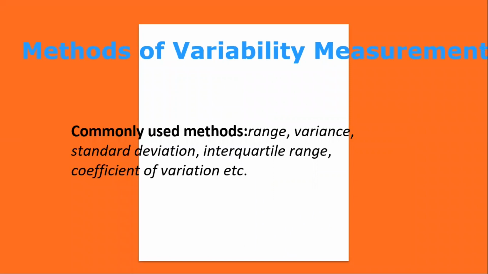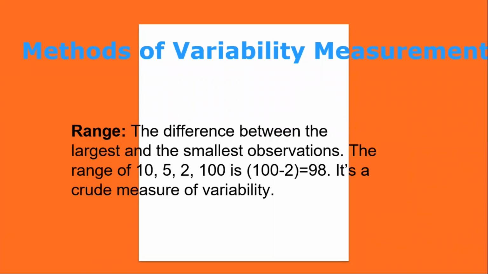Methods of variability measurement. Variability, or dispersion, measures the amount of scatter in a dataset. Commonly used methods: range, variance, standard deviation, interquartile range, coefficient of variation, etc. Range: the difference between the largest and the smallest observation. The range of 10, 5, 2, 100 is 100 minus 2, which equals 98. It's a crude measure of variability.